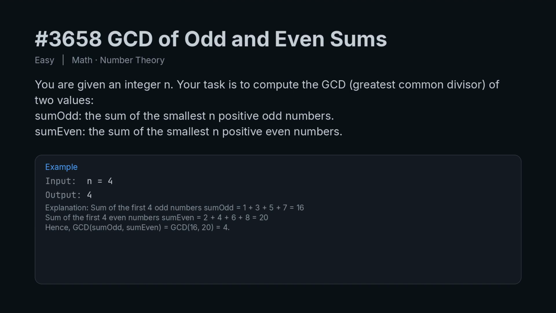You are given an integer n. Your task is to compute the GCD, greatest common divisor, of two values. sumOdd, the sum of the smallest n positive odd numbers. sumEven, the sum of the smallest n positive even numbers. For example, given n equals 4, the expected output is 4.